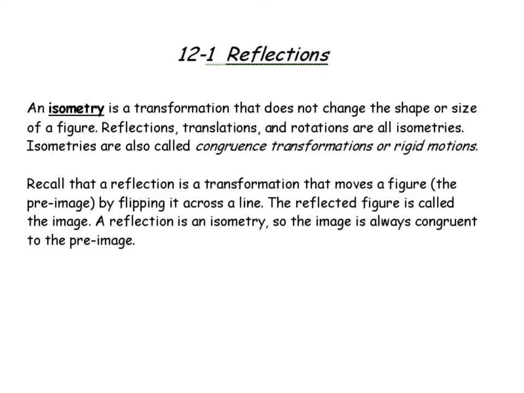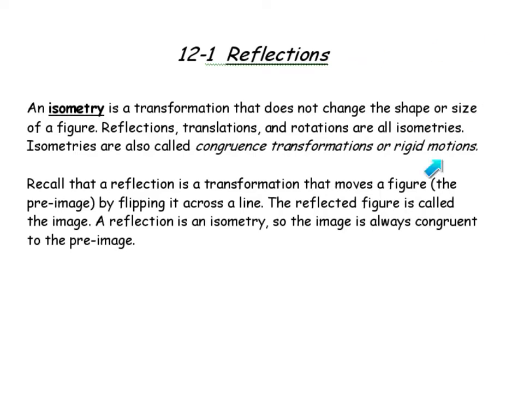We're going to talk about an isometry. An isometry is just simply a transformation that does not change the shape or the size. So we've already talked about these. These are reflections, translations, rotations. These are all called isometries. The reason why is because not only do they have the congruence, but we also have something called congruent transformations or rigid motions. They're motions, sorry. They're rigid motions. One's being flipped, one's being turned, one's being slid.